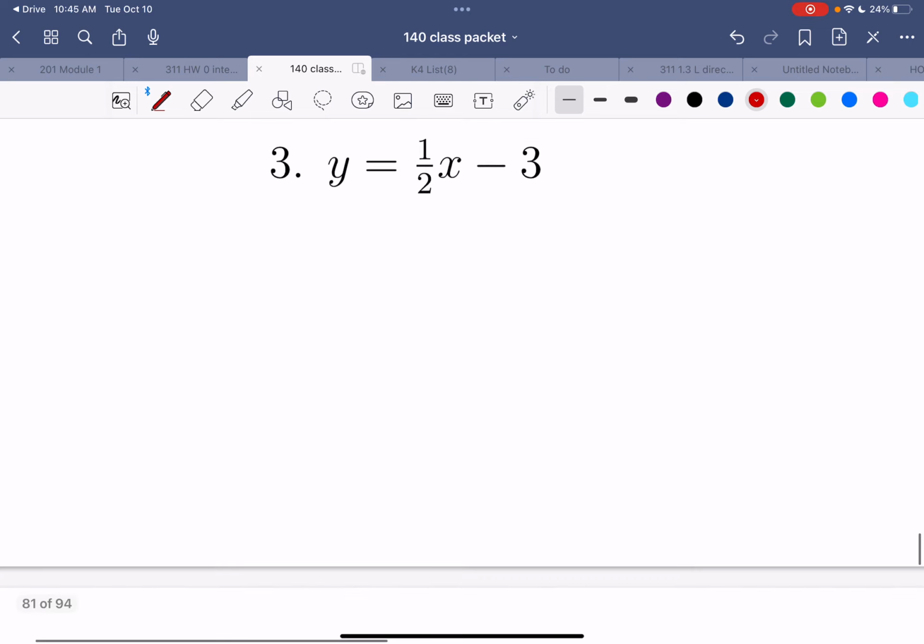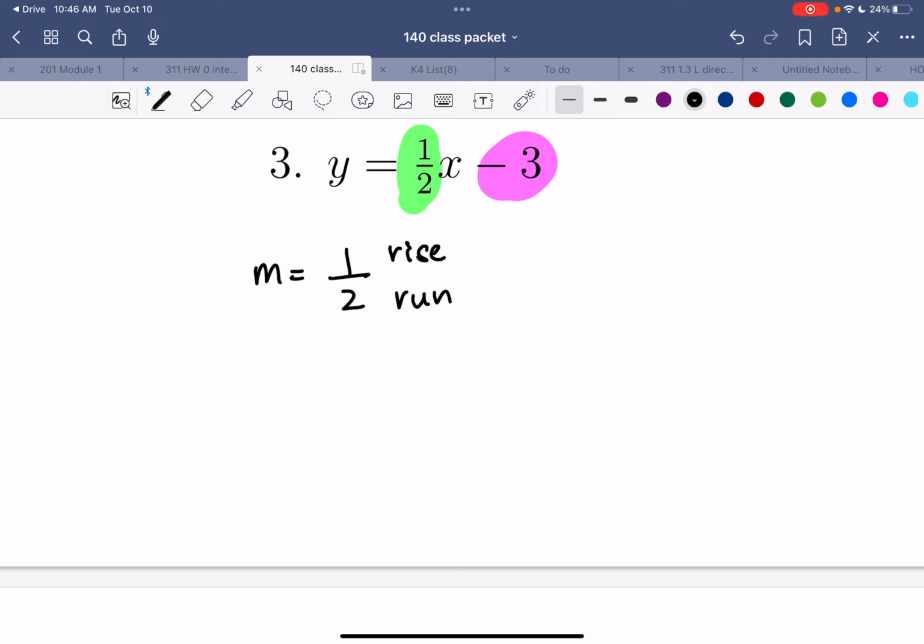For number 3, this one's already in our format, so we can pick out our slope is the number in front of the x, and our b is this number being added. So our slope is 1/2, and that's our rise over our run. And b equals -3. That is our y-intercept. So 0, -3 is our point.